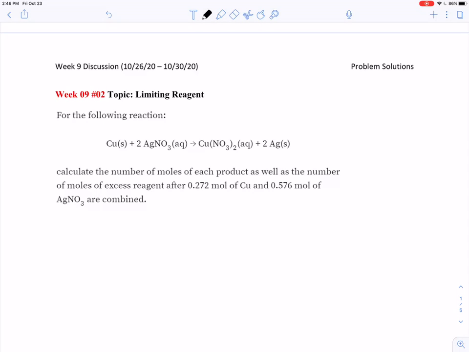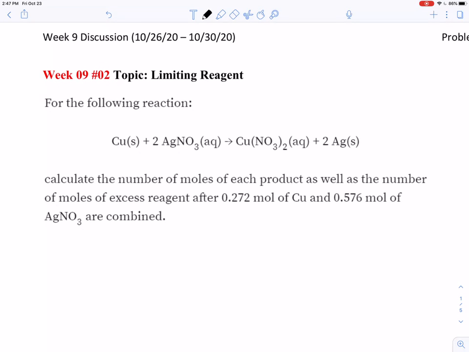So this is a question about week 9, limiting agent. The reaction is given in the following. So let's have a look at it.